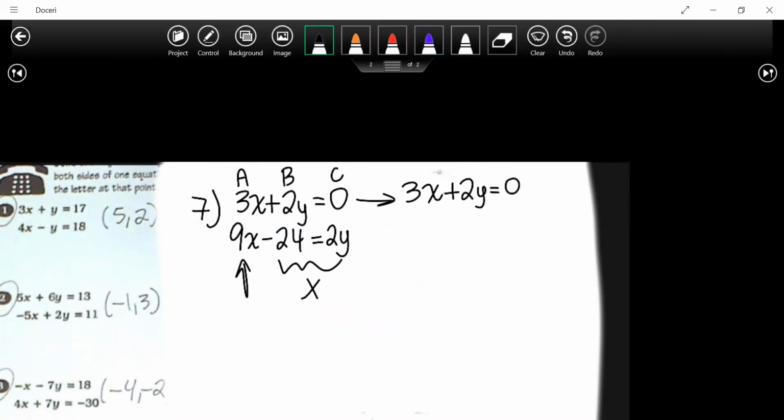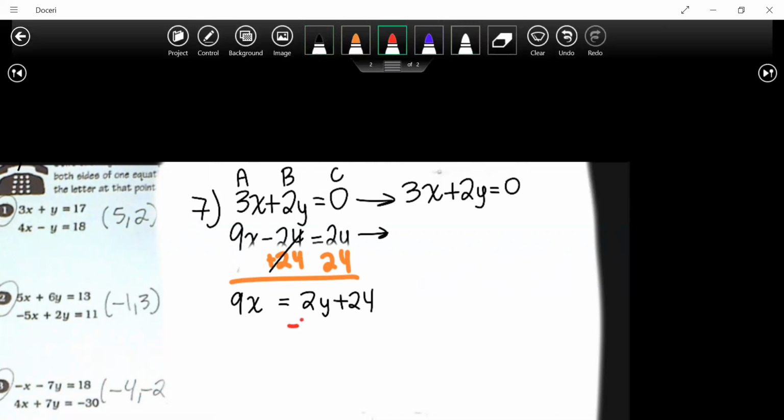But the other one is not. So what we got to be able to do is I'm going to add 24 to the other side, and I'm going to subtract out 2y to bring it to the other. When we do that, do you want me to show that step? Let's show that step then. I'm going to add 24. 9x, my 24s go away. Give me 2y plus 24. Then I'm subtracting out negative 2y.